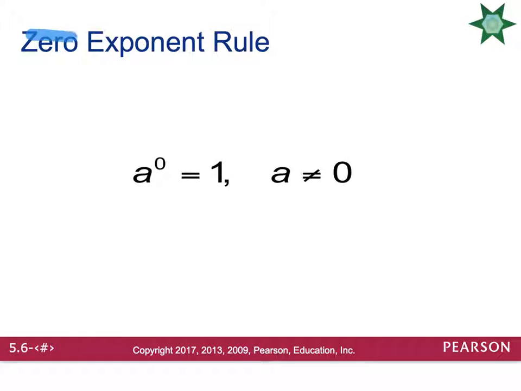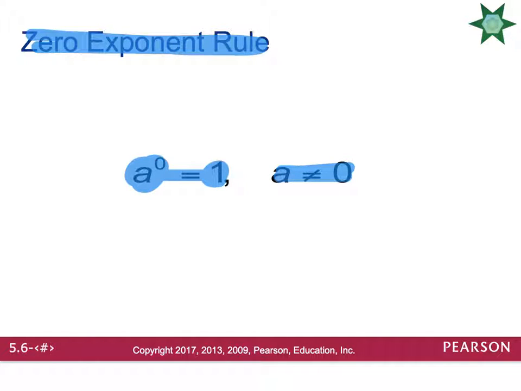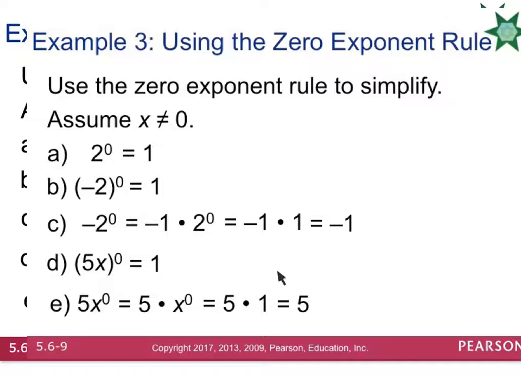Our 0 exponent rule says anytime you take something to the 0 power, whatever the number is, it's going to be 1, unless it's 0. So if it's any number that's not 0, you take it to the 0 power, you always get 1. Here's an example using our 0 exponent rule. 2 to the 0 is 1. Minus 2 to the 0 is 1. Now when you have parentheses, that means this is your base. So your base here is minus 2.